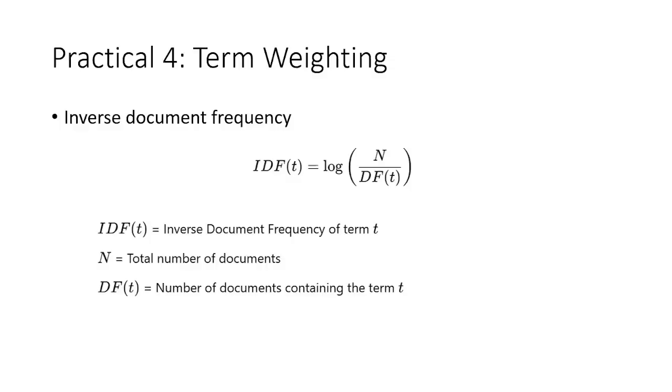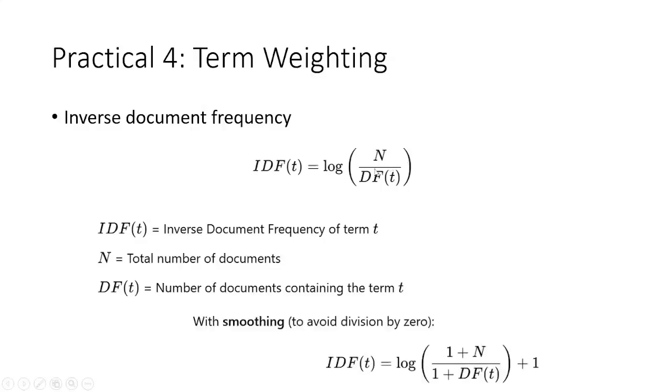The formula is log of N divided by the document frequency of that particular term. So IDF is the inverse document frequency, and N is the total number of documents. The total number of documents is the document corpus. If it is 1000, it is 1000. So we will see how we get this total number of documents. The total number of documents is the number that exists overall, and DF is the number of documents containing the term t.